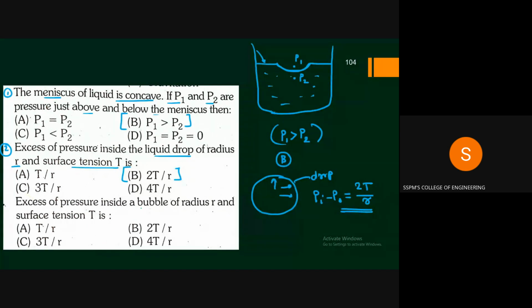And the excess pressure inside the soap bubble of radius r and surface tension T. So for the soap bubble, the relation for the pressure is Pi minus P naught equal to 4T upon R. So the answer is 4T upon R, that is option D. These two questions are directly based on the formula of the drop and the soap bubble.